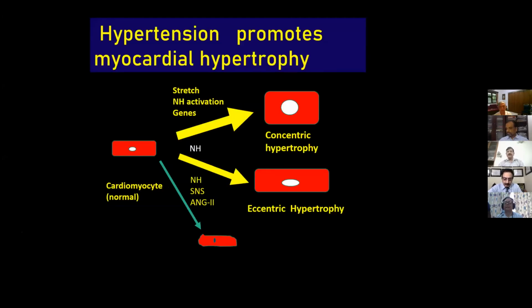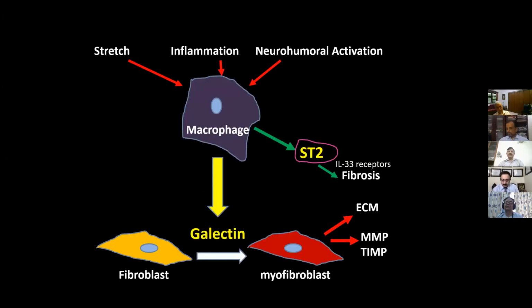Hypertension promotes myocardial hypertrophy, mostly through stretch, neurohumoral activation, and through genes. Either it is concentric hypertrophy, which is much more common, and sometimes eccentric hypertrophy, and quite often apoptosis, which leads to loss of cardiomyocytes. Hypertension through multiple mechanisms also causes macrophage activation, leading to increased synthesis of galectin and ST2, and both these compounds promote formation of extracellular matrix, fibrosis, and capillary rarefaction.